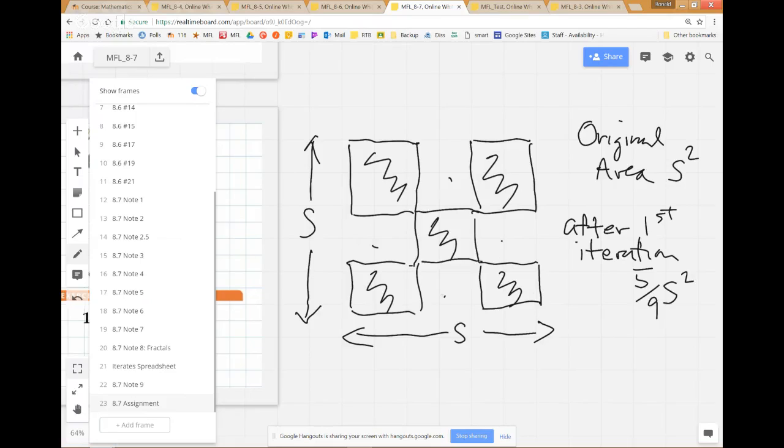Well, when you're making a smaller version, each one of these would look like the big one, and basically it's being multiplied by 5 ninths again. So it's going to be 5 ninths squared, which is 25/81st after the second iteration.